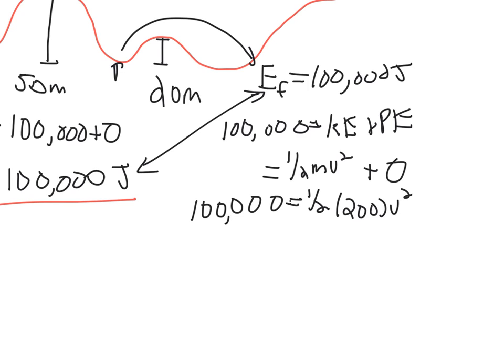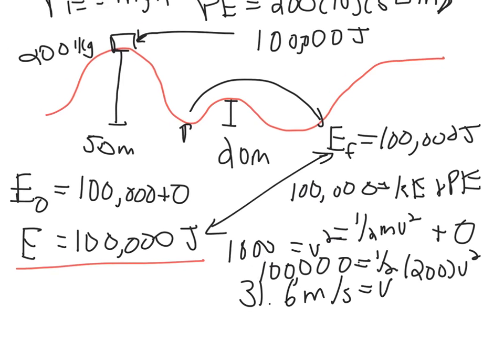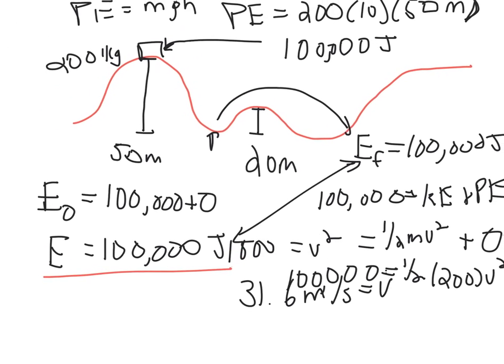So let's see, get my calculator out here. 100,000. Multiply both sides by 2 to get rid of that half, and then divide by 200. I got 1,000 as my v squared. And the square root of 1,000 is 31.6 meters per second as my velocity. So I went from just knowing, that's ugly.